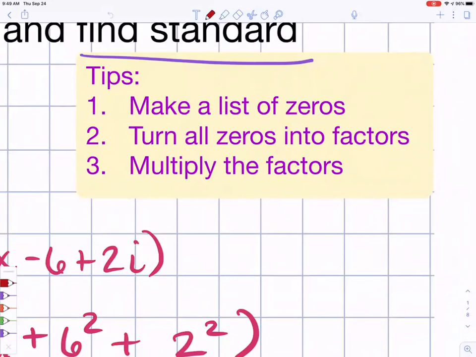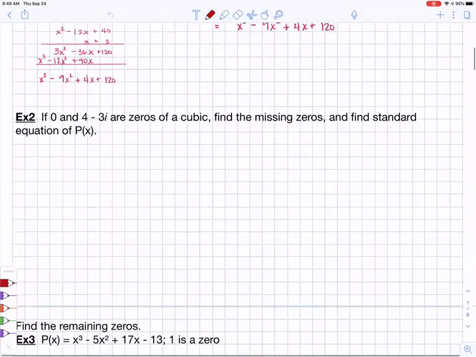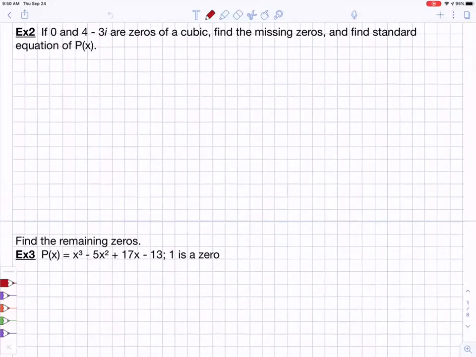Number 2, turn all your zeros into factors. Hey, we know how to do that. We just did that in the last section. And then number 3, multiply your factors together. We didn't do that, but that's just multiplying. So we know how to do it. Really, the math here isn't all that new. It's just coming at it from a different perspective. So keep those in mind. So here we go. Example number 2.